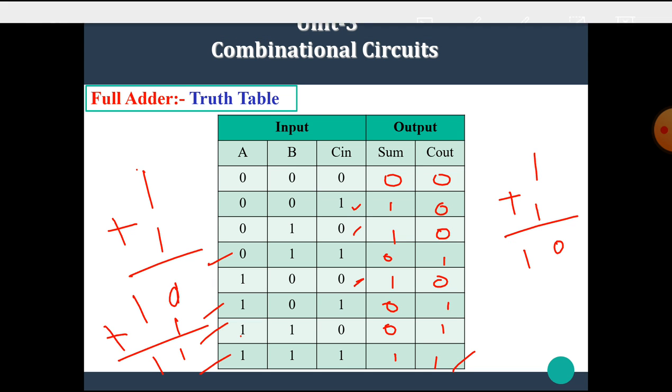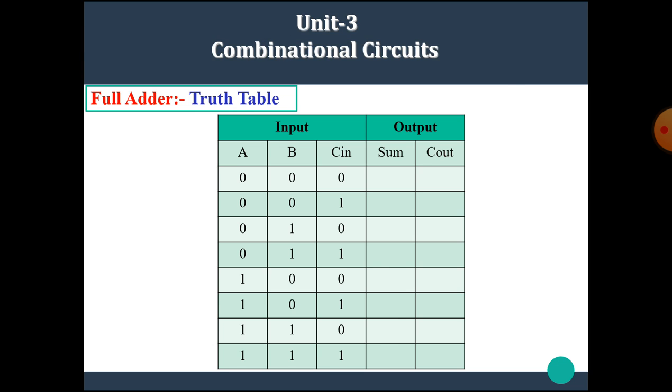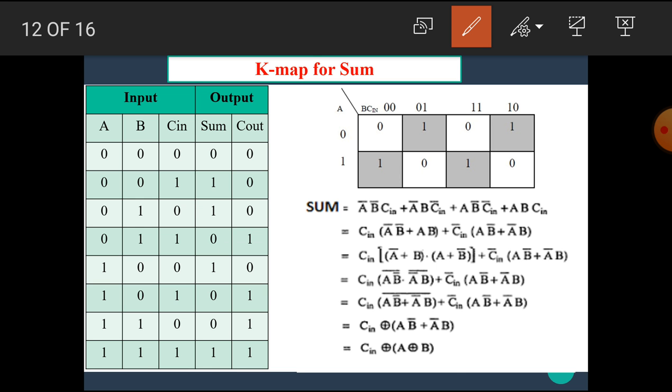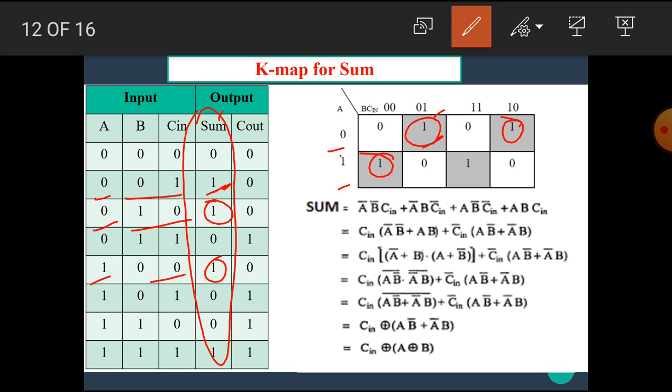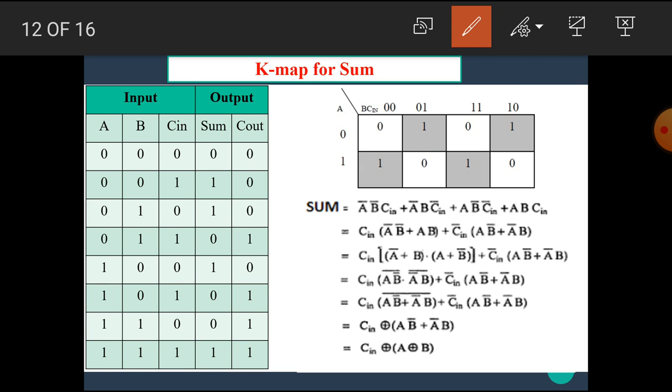I hope you all now understand how to write the truth table for the full adder circuit. Now find the k-map for the sum only. We get sum equal to 1 at the combinations A, B, C in equal to 0 0 1, 0 1 0, 1 0 0, and the last one 1 1 1. We get the k-map here.